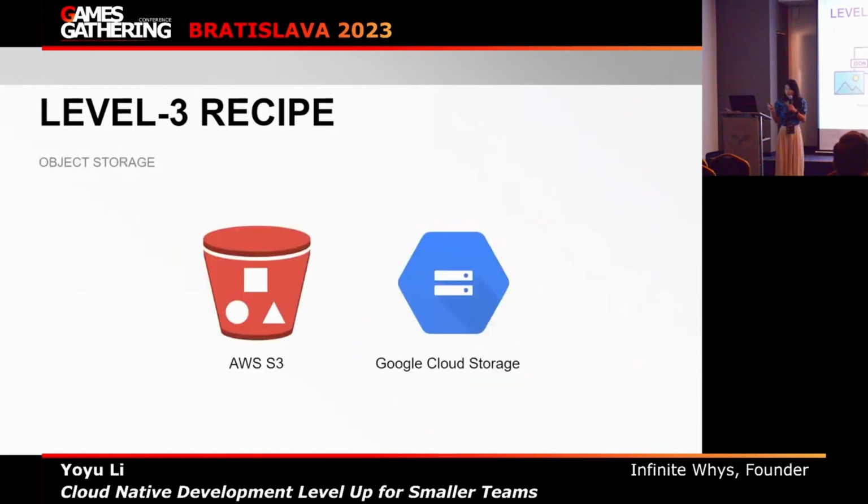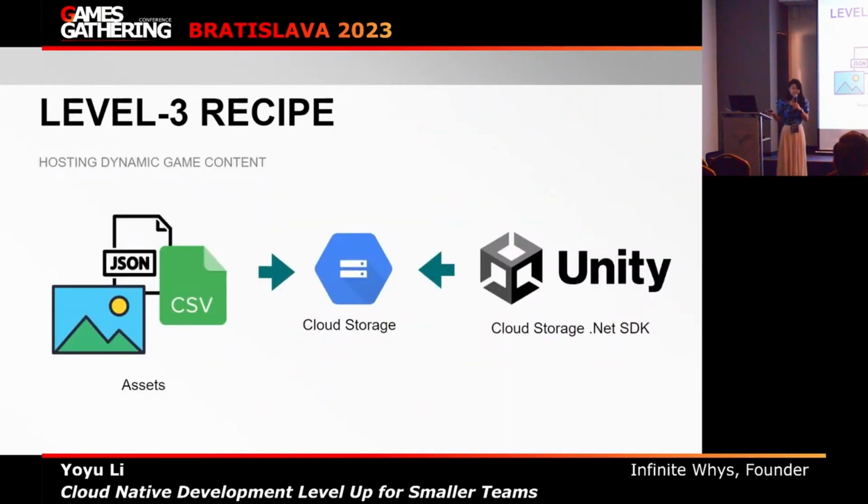You can imagine object storage is just an advanced Dropbox or Google Drive. It allows you to store things in storage buckets, and then you have a relatively more advanced API that allows you to access those objects.